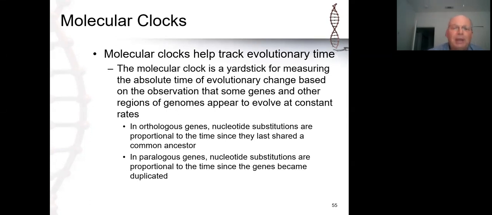So we do create molecular clocks using both types of genes, but only orthologous genes can allow us to look at divergence or speciation events in deep time. Paralogous genes allow us to look at when new features occurred within an existing species.